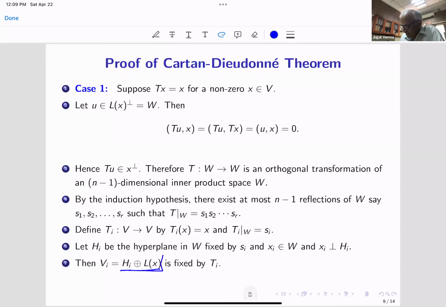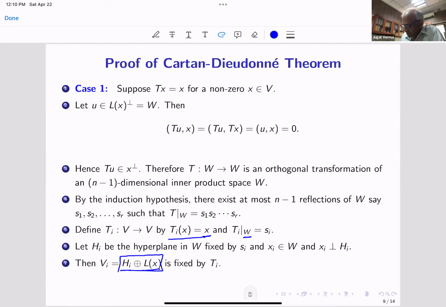Ti x is x, and Ti restricted to W is Si. So to construct a linear transformation, I need to show its action on basis vectors. So the basis is coming from this W, which is n minus one dimensional, and this vector X, which was perpendicular to W. And so I have described this linear transformation Ti. So on W, it is this reflection Si, and X is being fixed. Okay.